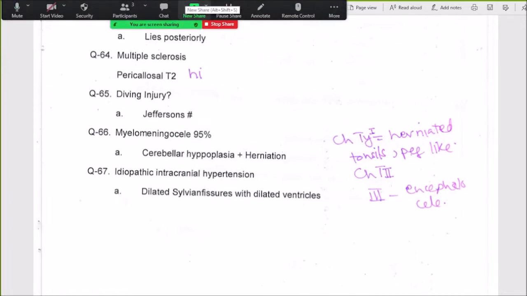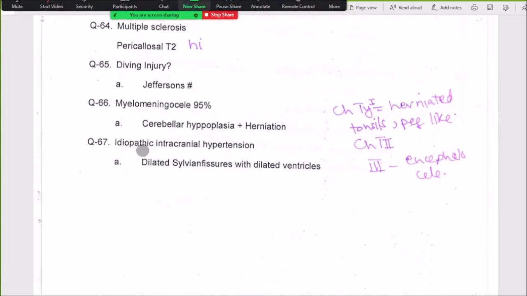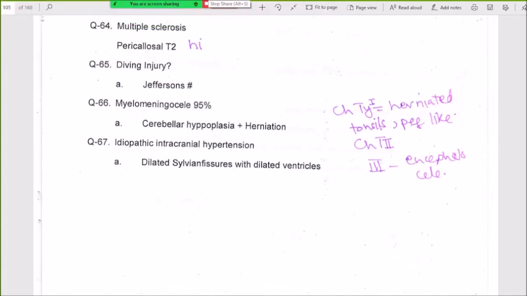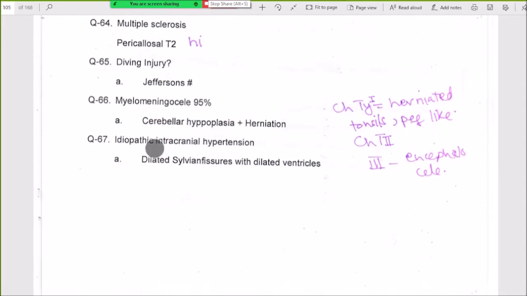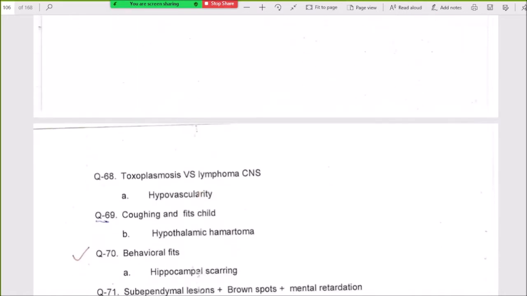Question number 67. Idiopathic intracranial hypertension. In idiopathic intracranial hypertension, we see dilated optic nerve sheath with dilated ventricles. All Chiari types: type 1 shows herniated tonsils or peg-like tonsils. Chiari 2 shows herniated tonsils plus meningomyelocele, and Chiari 3 shows encephalocele.